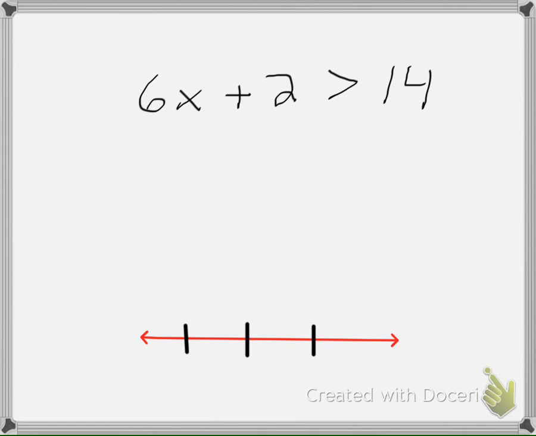Okay, this one's a two-step problem, but that's okay because you know what two steps to do to get this x by itself. So again, copy down 6x plus 2 is greater than 14, and don't turn the video back on until you're done.